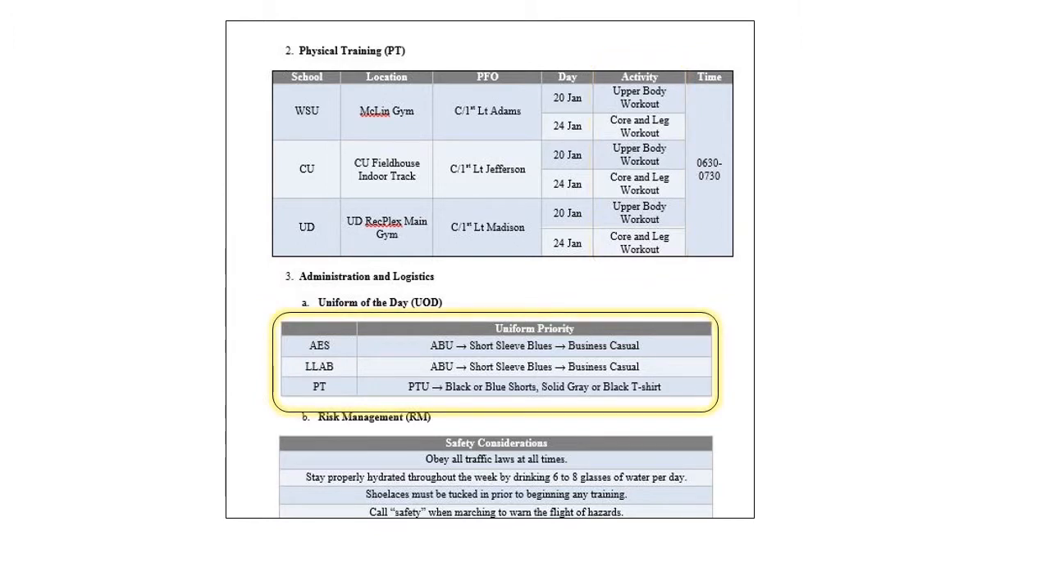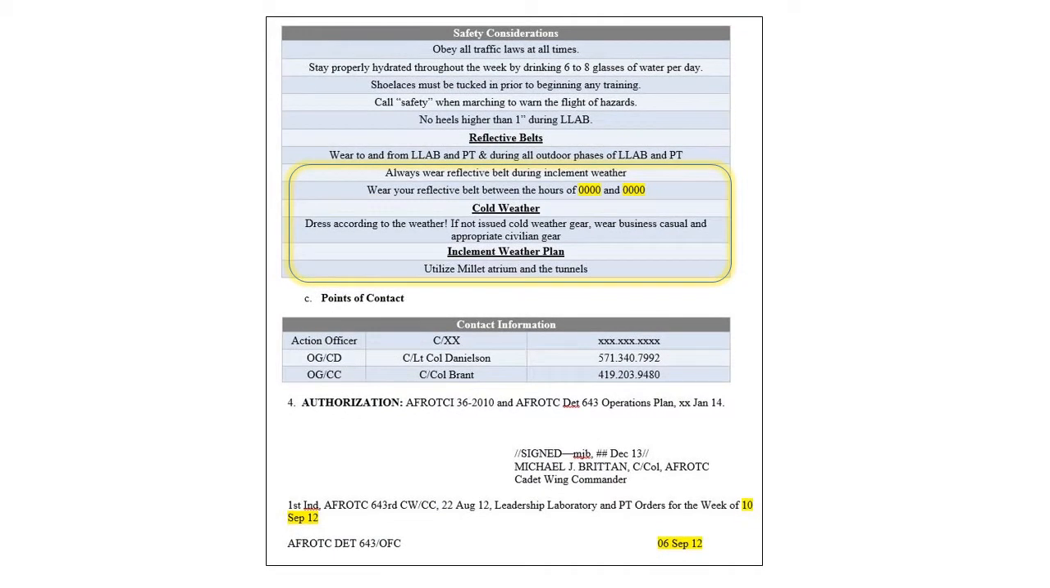For the UOD section, unless otherwise instructed, leave it as ABU, short sleeve blues, business casual for AES and lead lab. With PTU, black or blue shorts, solid gray or black t-shirts for PT. If the Operations Group Commander wants an alternative uniform sequence, it'll be indicated in the Notes section of the lead lab tracker. Under Safety Considerations, contact the safety officer to get the required time for the PT belt wear. Once the safety officer has responded with the appropriate times, insert these into your operation order.